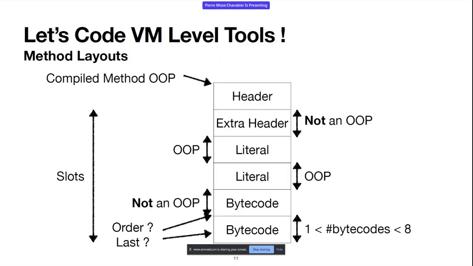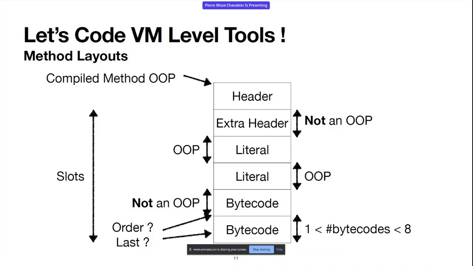And to illustrate why that might be complicated, let's take a look at a compiled method. So in a compiled method, the first slot is always the header, as it is for every object, but the first slot actually is not an OOP, it is an extra header. This is a very big integer. Then you have literals, which are OOPs, which is good.